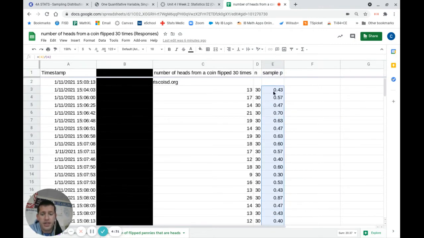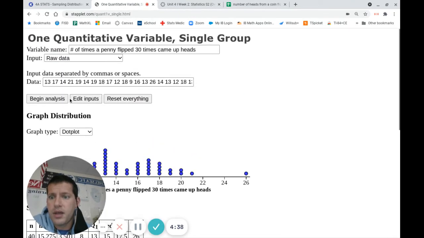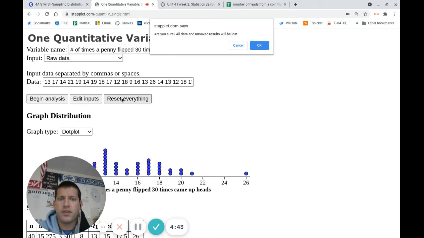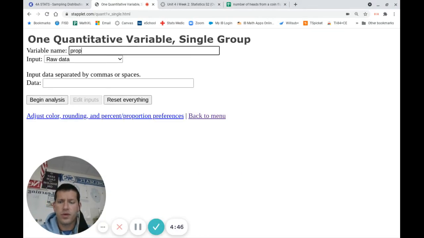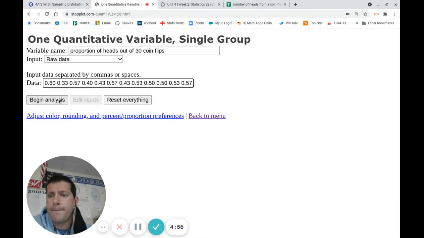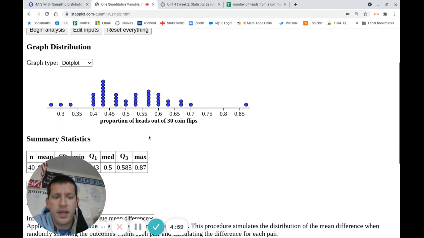So I'm going to copy all that data and go back to statlet. Let's reset everything real quick. We want the proportion of heads out of 30 coin flips. I'm going to paste my data there, begin analysis, and we're going to analyze this graph. So I'm going to copy it and put it right next to my other graph, and we want to analyze it a little bit.